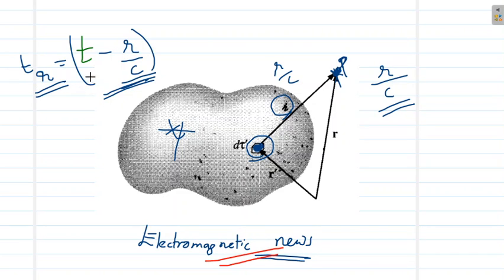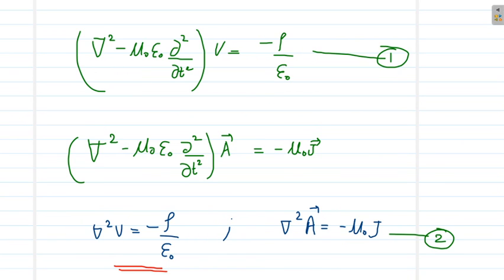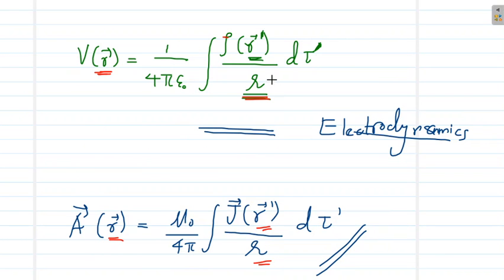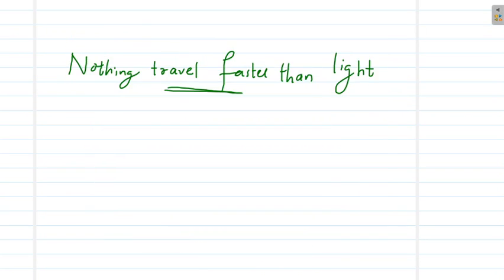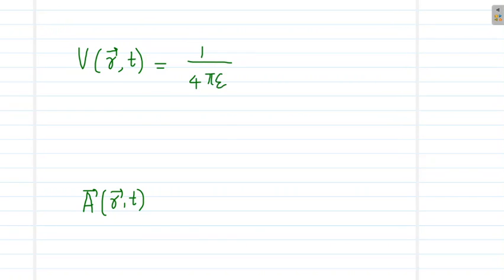So how should I modify the equations for scalar and vector potentials in the case of an electrodynamic system? As we know, in the case of an electrodynamic system, potential and field are time dependent. So V is not just a function of position alone, it is a function of time. Similarly, the vector potential is also a function of position and time. So what will be V of r bar comma t? It will be 1 by 4 pi epsilon 0 integral rho of r bar dash at the time Tr, right?